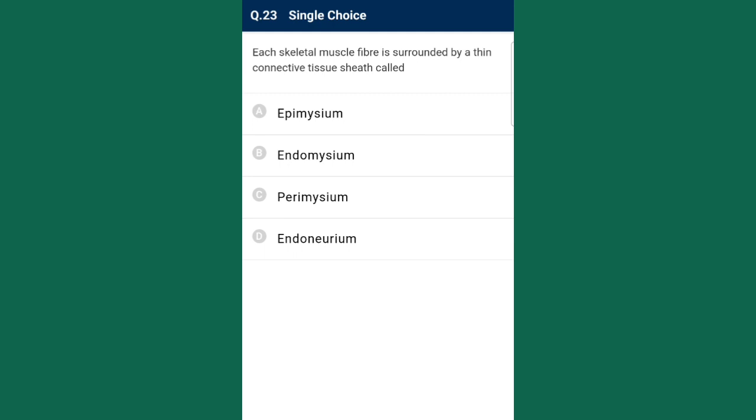Muscle is covered by epimysium. In the muscle, the muscle fibers are arranged in groups called fasciculi. Each fasciculus consists of muscle fibers which are surrounded by endomysium. So the answer is option B, endomysium.